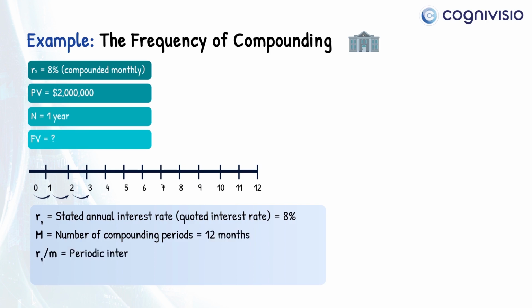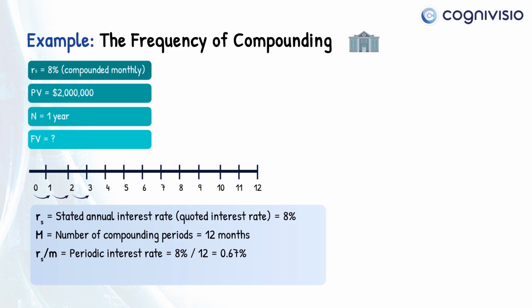The periodic interest rate is just the stated annual interest rate divided by M, the number of compounding periods per year. So, in our example, that will be 8% divided by 12, which equals 0.0067 or 0.67%.